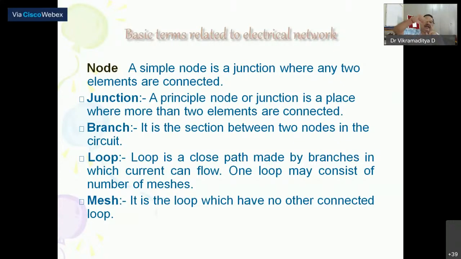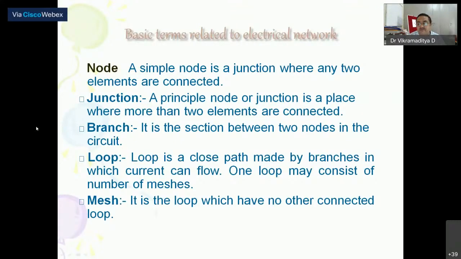Okay, if a resistor and a capacitor are there, a junction is formed. But if they are connected in series, then they will not be considered as a node. If they are connected in series, we will consider them as a branch. Because this is a very important concept, later on you will see that we will be using a method called nodal analysis. It is not called junction analysis. It is called nodal analysis.